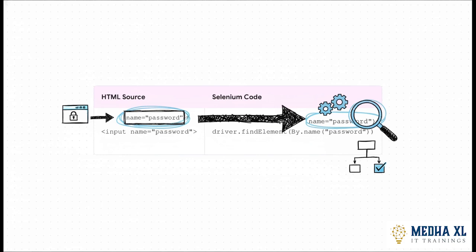And what's so cool is how direct this connection is. On the left, you see a snippet of HTML for a password field. See that attribute name equals password? Now look to the right at the Selenium command. The driver.findElement part is the action, and By.name("password") is our street address. It's a direct translation, telling the script exactly what to hunt for.